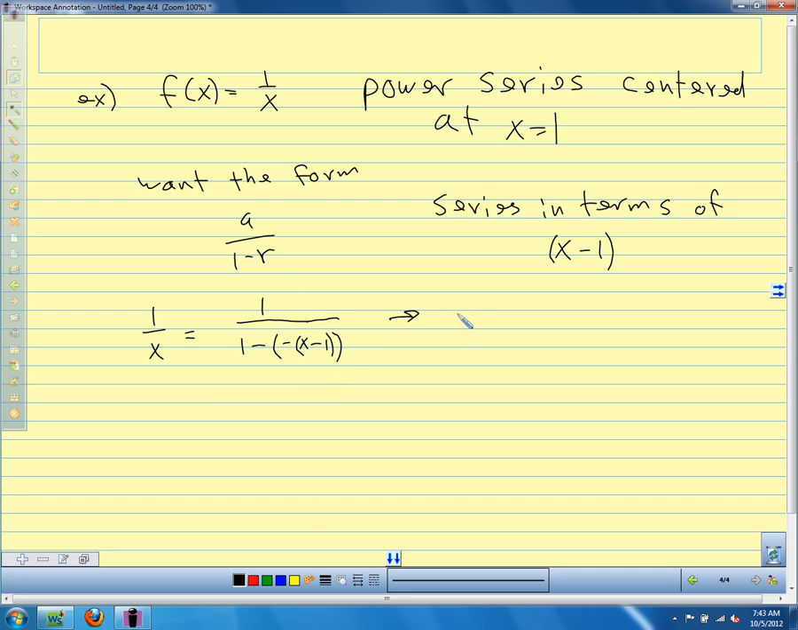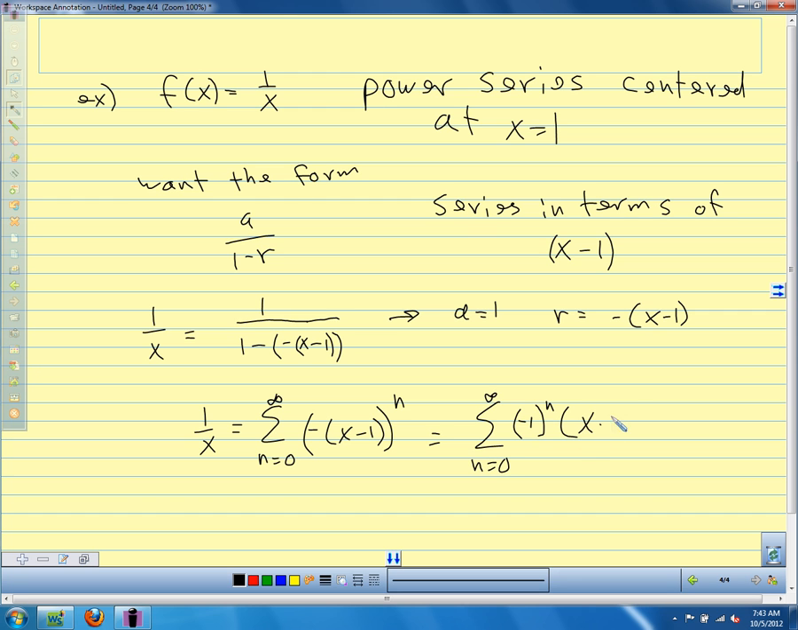Alright. Okay? So my a is 1, and my r is minus (x minus 1). So I can write this as a geometric series, the sum of the geometric series. So 1 over x is the sum, n equals 0 to infinity, of (minus (x minus 1)) to the n. And I'm just going to rewrite this in more standard notation: the sum from 0 to infinity of (minus 1) to the n, (x minus 1) to the n.